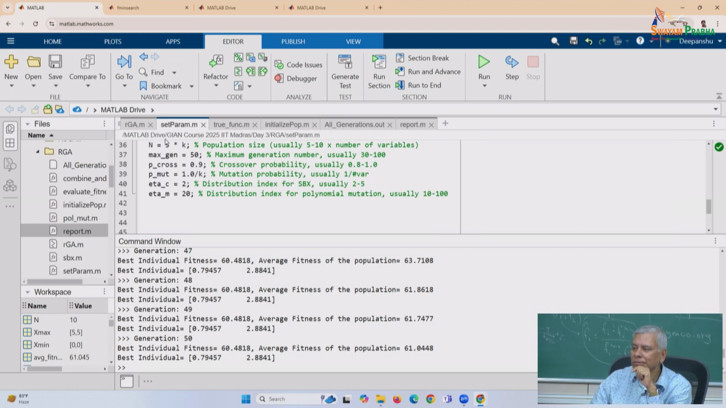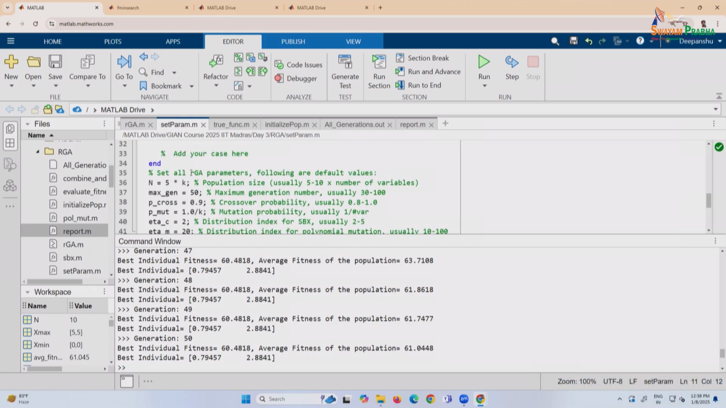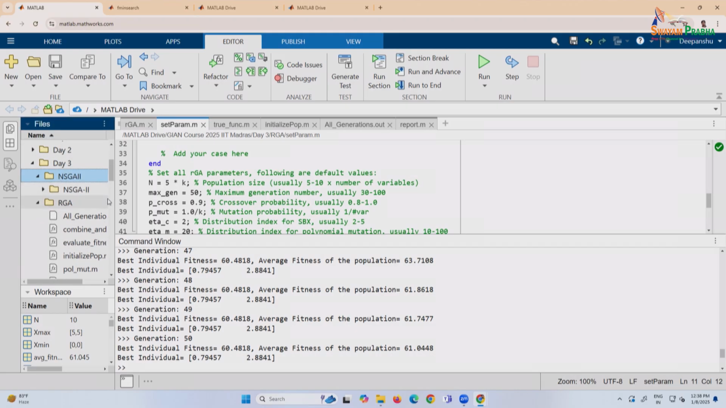code. Okay, now we are going to move to NSGA2. Again, I need your help, come. So I am going to load, so maybe RGA, we have NSGA. First let me delete all of these from here.